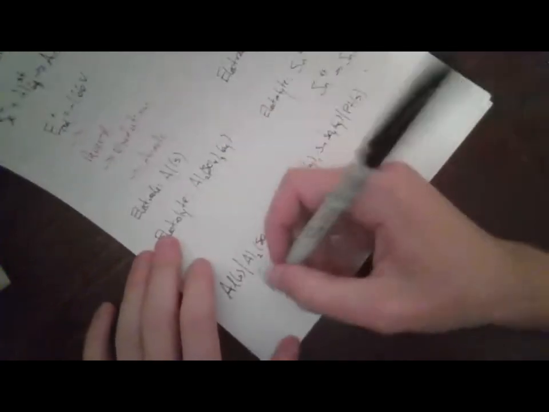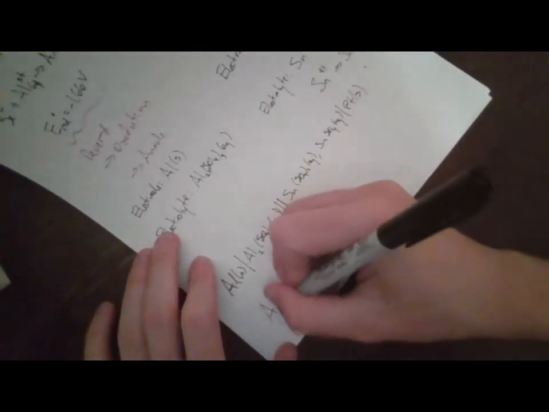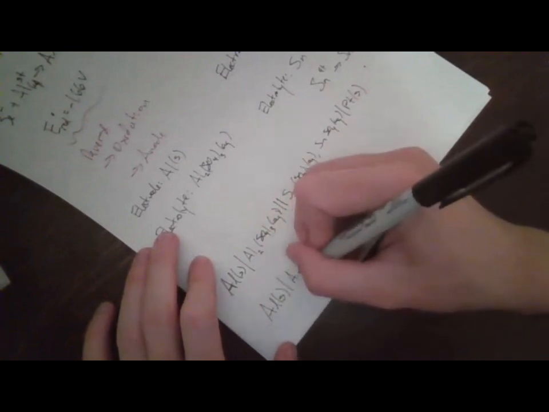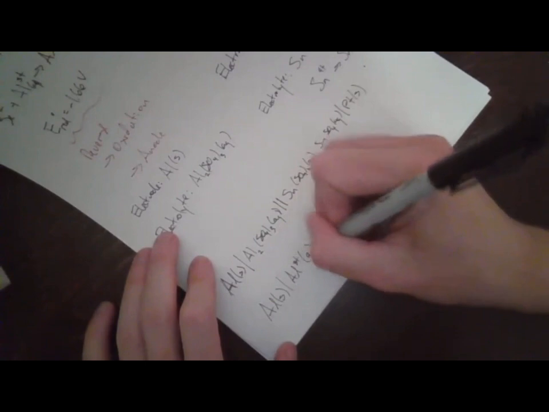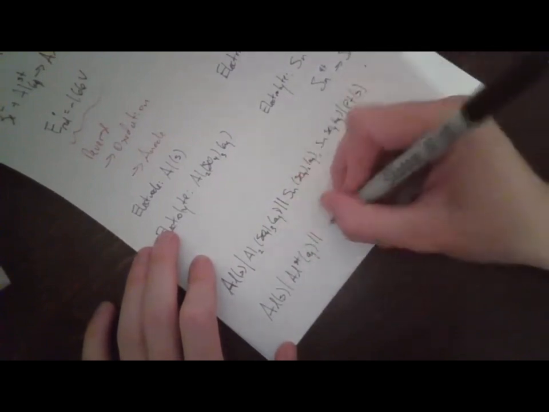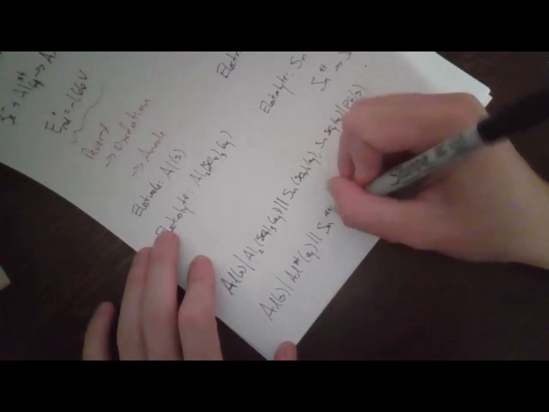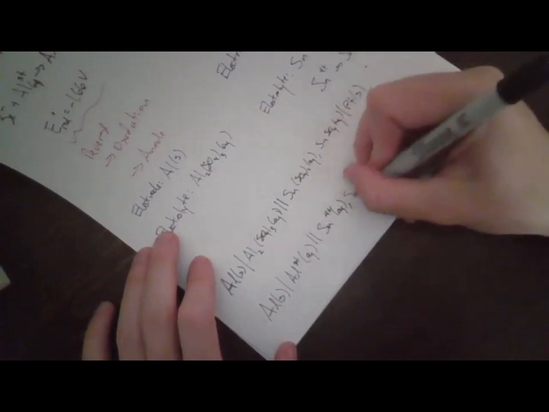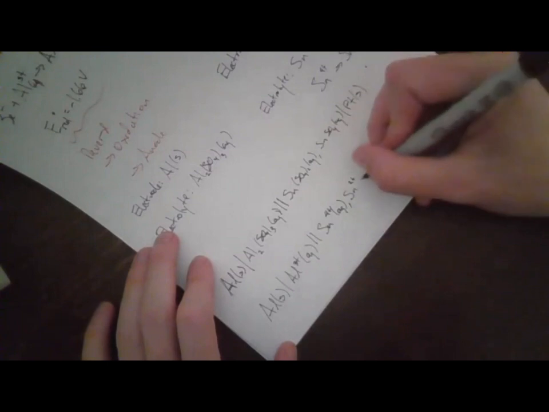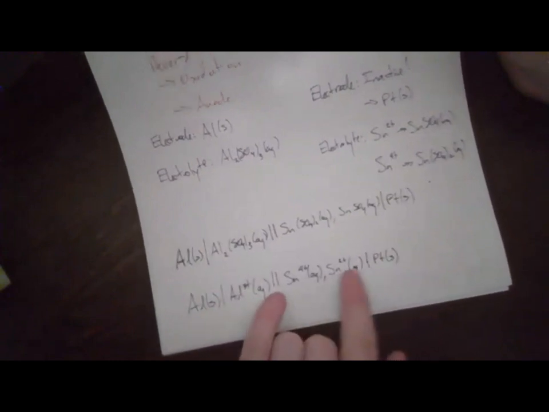So we can write it, we've included the salts explicitly. We can also write it a little bit differently. We can say Al3+ aqueous, vertical lines, Sn4+ aqueous. We still use a comma, Sn2+ aqueous, vertical line, and then platinum. So these are just aqueous that I have here. Just write out the ions because that's what really matters in solution.